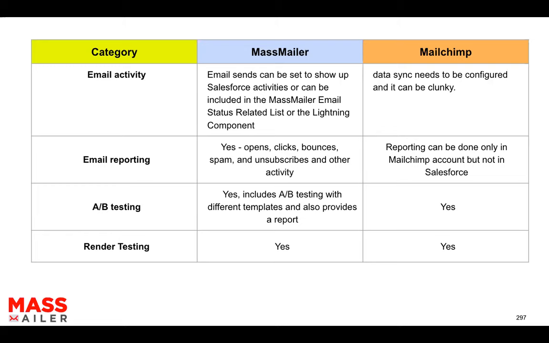A/B testing, you can do the A/B testing in MassMailer. We not only support just the email subject, we also support the content as well. Mailchimp, yes, you can do the A/B testing, but it's only limited to the subject.